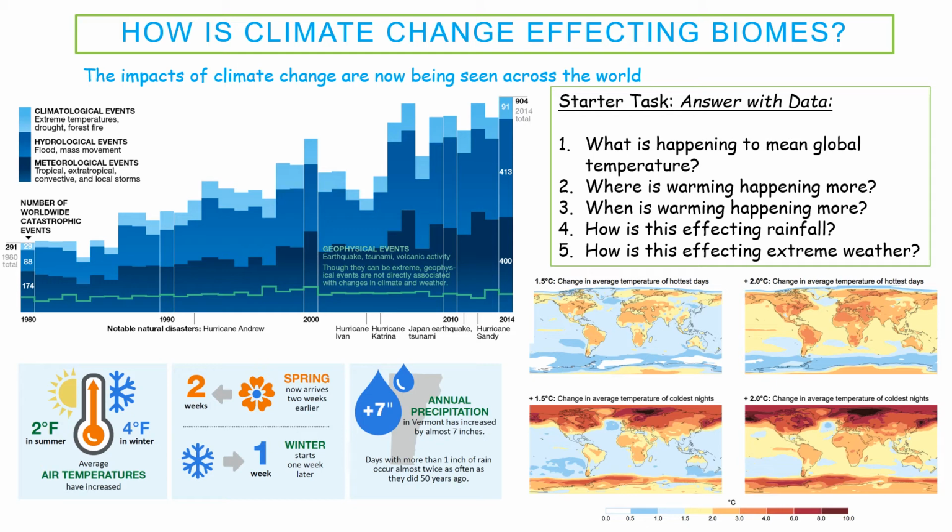So we need to be aware then of what is happening due to climate change across the world. And climate change is massively affecting the biomes and where the biomes are located, and there's something called biome shift starting to happen. So we can start to see the impacts of climate change across the world. We can see that there are more extreme temperatures happening, there's more drought happening, there's forest fires happening, floods happening.